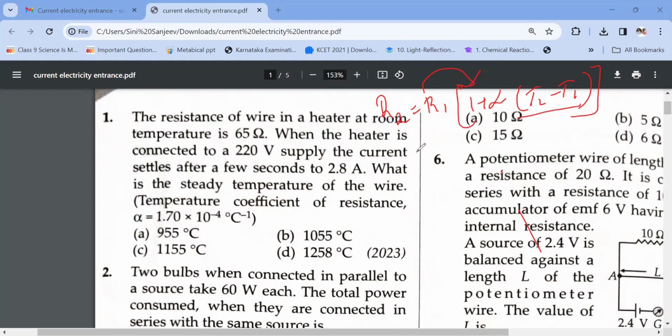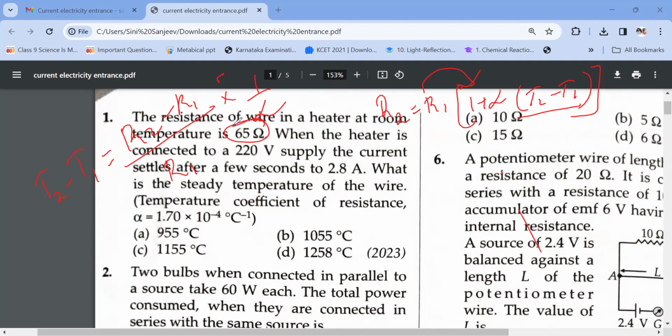So first thing is, what is my T2 minus T1 from this formula? T2 minus T1 is equal to R2 minus R1 by R1 into 1 by alpha. I'm just rearranging the stuff here. That's all. What is my R2 value? R1 value is given, 65 ohm.